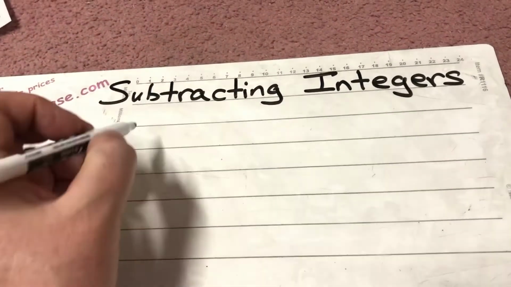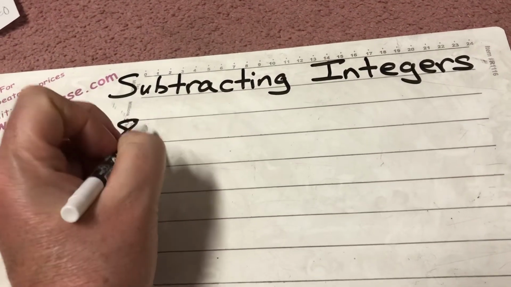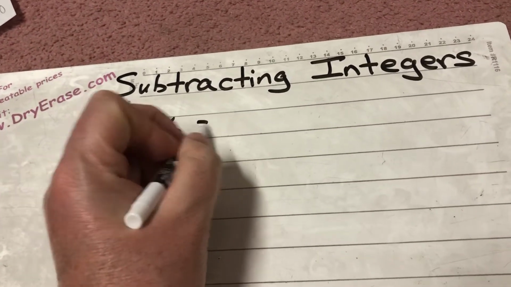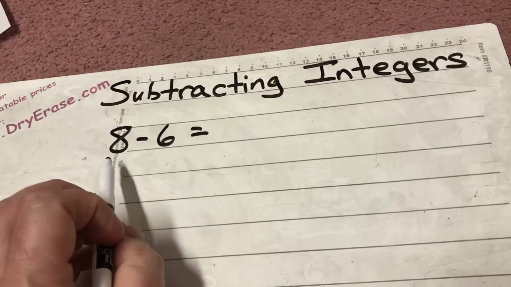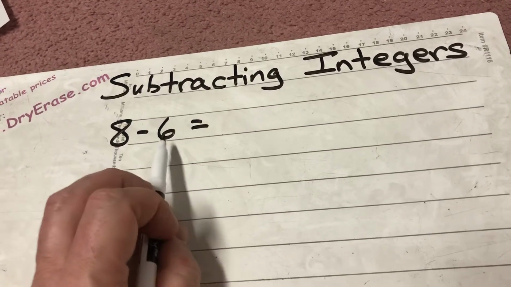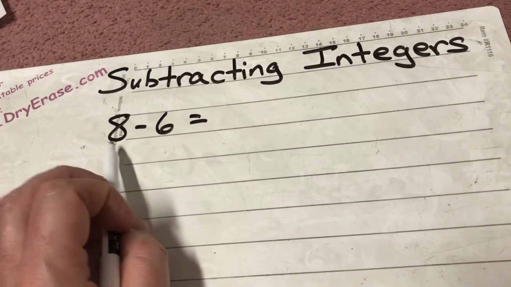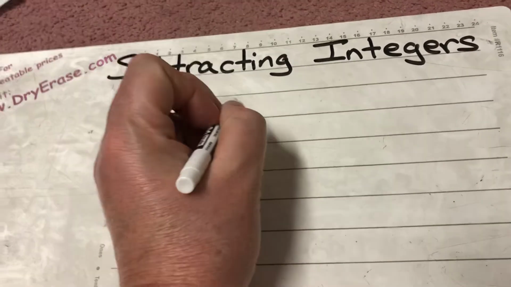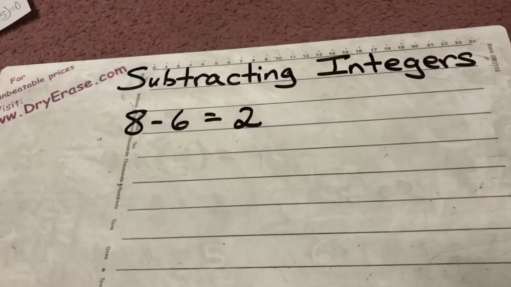Well, the first one is pretty basic. Just regular subtraction like you're used to. Both numbers are positive. The first digit is larger than the second digit. We just think 8 minus 6. And as you know, 8 minus 6 is 2.